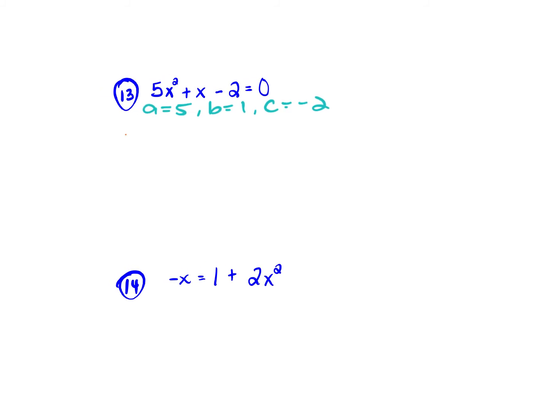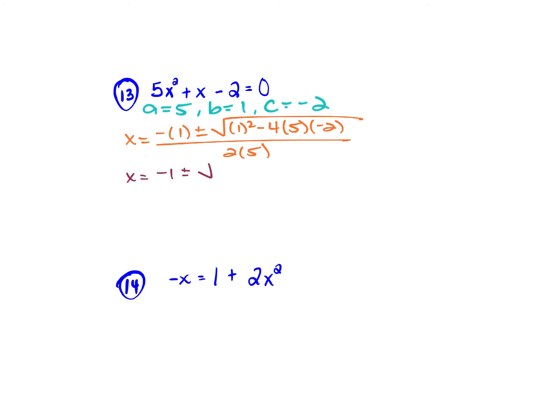So again, your quadratic formula, negative b, the opposite of b, so that's going to be the opposite of 1, plus or minus the square root of b squared, that's 1 squared, minus 4 times a, which is 5, times c, which is negative 2, all over 2 times a, which is 5. The opposite of 1 is negative 1, plus or minus the square root of 1 squared is 1, negative 4 times 5 is negative 20, times negative 2 is positive 40, all over 2 times 5, which is 10. Simplify that radical. 1 plus 40 is 41, so x is equal to negative 1 plus or minus the square root of 41 all over 10.